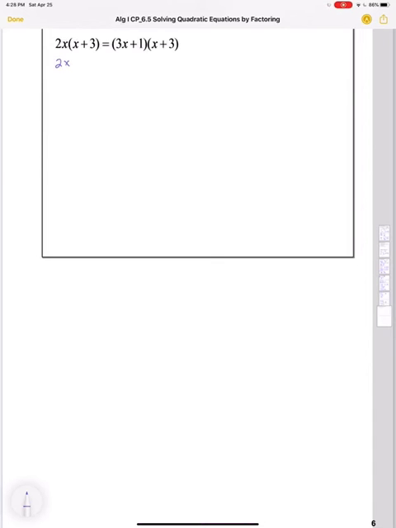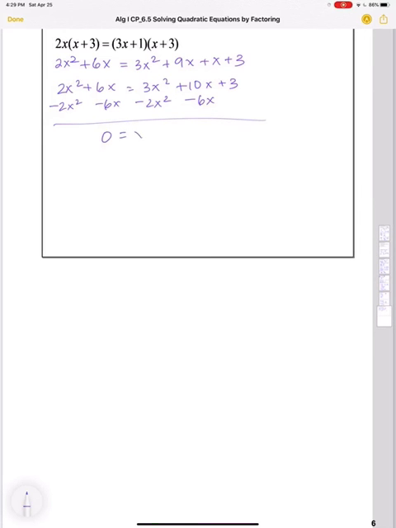So this would be 2x squared plus 6x equals, now I've got a FOIL over here, 3x squared plus 9x plus x plus 3, so 2x squared plus 6x equals 3x squared plus 10x plus 3. I have to set that equal to 0. It'll be easier actually if I move the left to the right, so minus 2x squared minus 6x. So I'm going to have 0 equals x squared plus 4x plus 3.